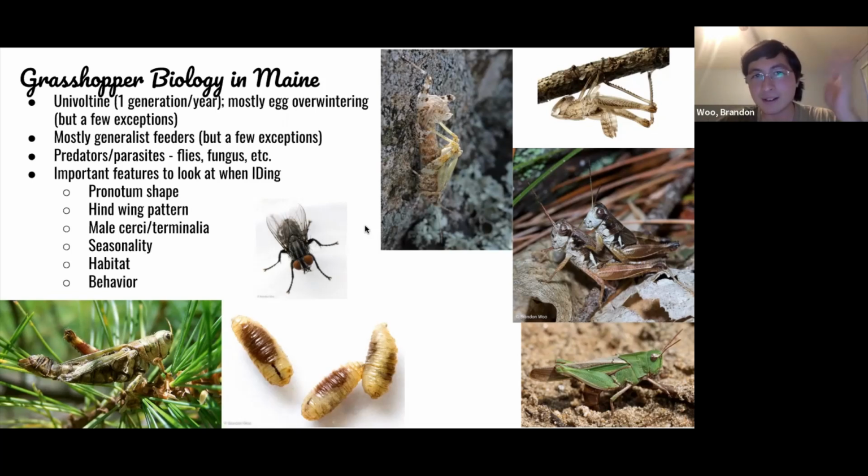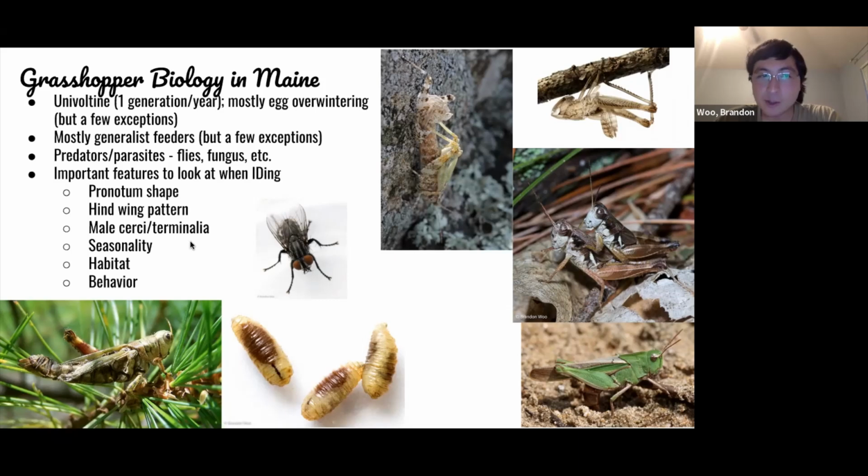They're pretty easy to ID, so you don't have to bother dissecting our species. When you get into the tropics, it gets a little more confusing. And then some other things in terms of behavior and biology to look at, especially when you're seeing them in the field. Seasonality, like I said, if you're finding an adult grasshopper in May in Maine, there's really only a couple of options to choose from, things like that.